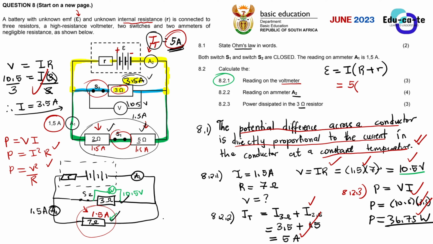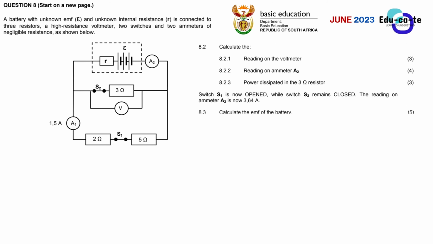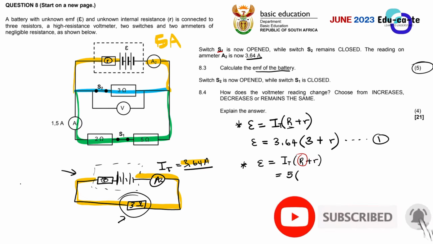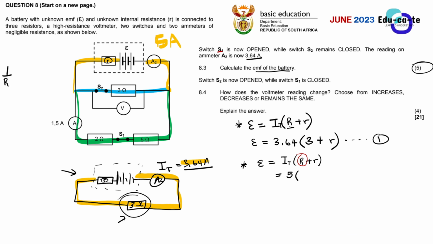So I can say that 1 over R parallel is equal to 1 over 3 plus 1 over 7. Okay, I'll just write it on the other side. Here, what am I looking for? I'm looking for the total external resistance when switch S1 was closed. So I'm going to find that resistance: 1 over R parallel is equal to 1 over 3 ohms plus 1 over 7 ohms.